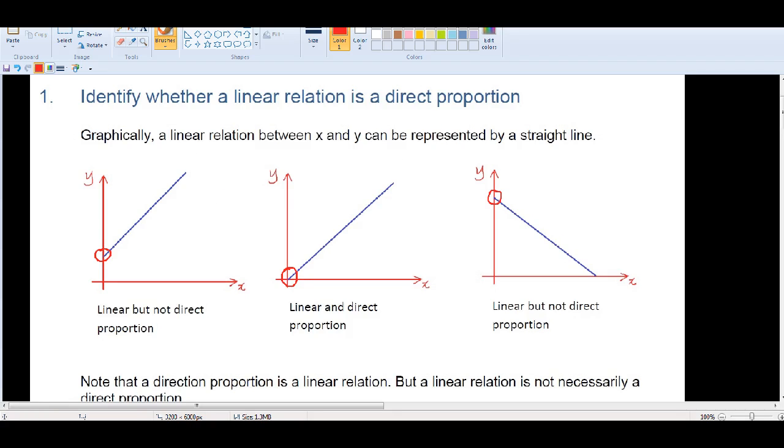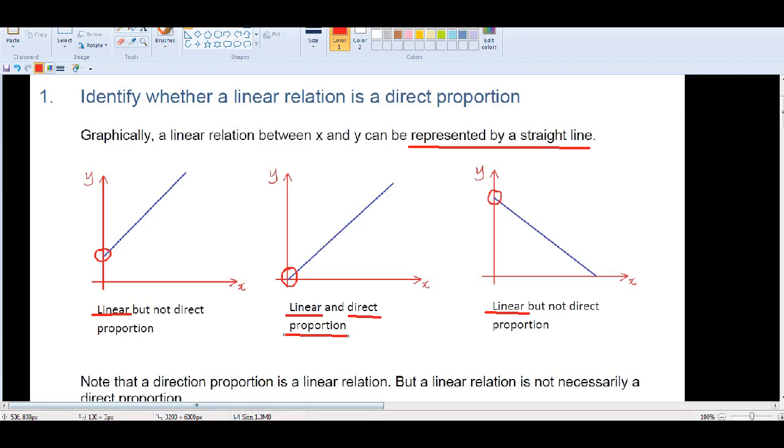When we have three straight lines, all of them are called linear graphs, or we just say they are linear. A linear relation between x and y can always be represented by a straight line. So whenever you see a straight line, this is showing a linear relationship. But only the middle one, the straight line which rises and also passes through the origin, is a direct proportion.